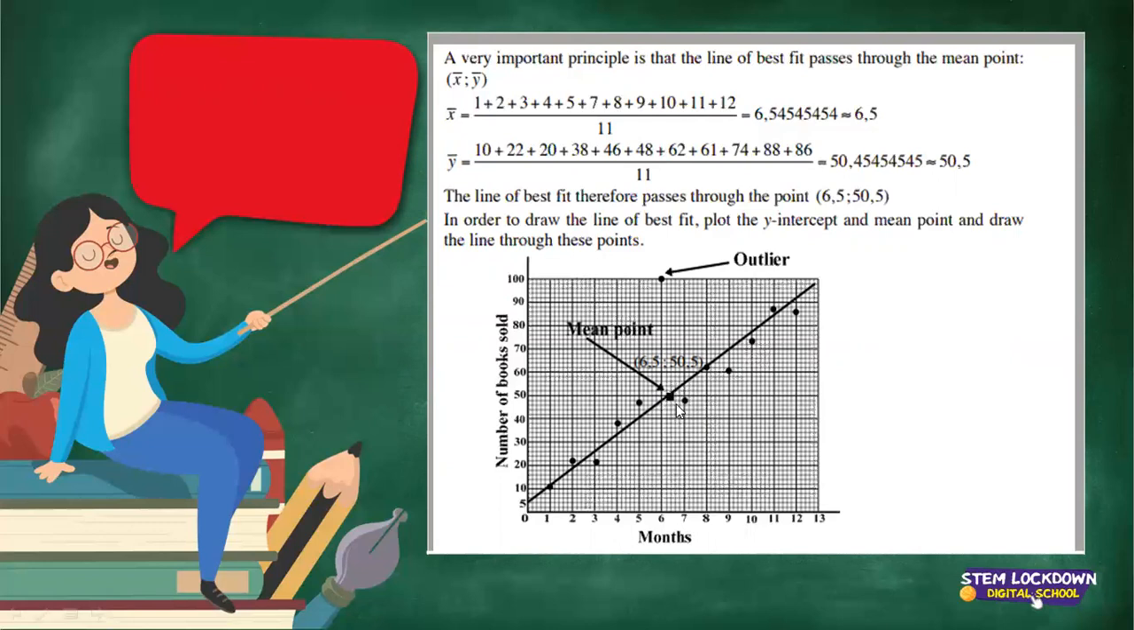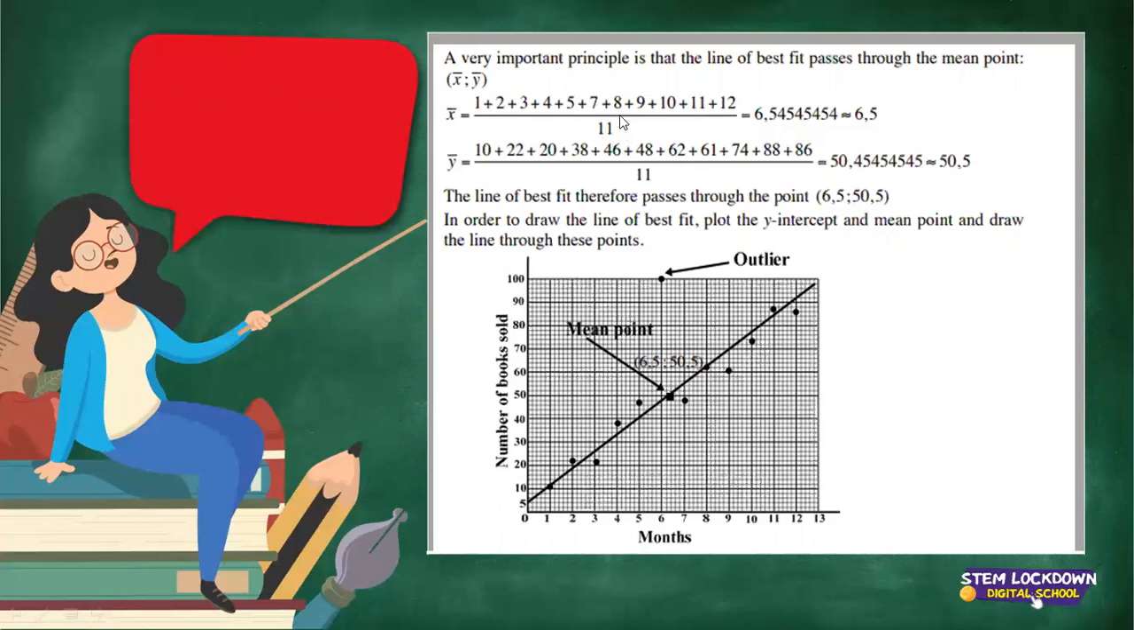To find the coordinate of the mean, how do you find it? You get your x values, those values on your x-axis, and you find the mean of them. On your x-axis, they are the months, 1, 2, 3 up to 12, and then you divide by 12.